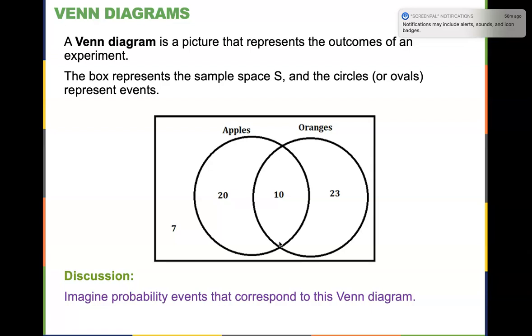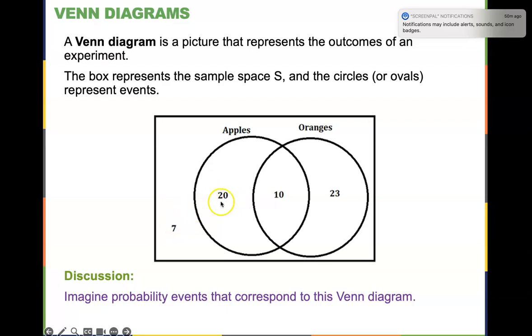So I'm thinking there were some people and they were asked whether they like apples or oranges or both. And how many people are there here total? 23 plus 10 plus 20 plus 7. That's 60 people. So maybe 60 people were asked if they like apples or oranges. Maybe this represents the 7 people who didn't like either.